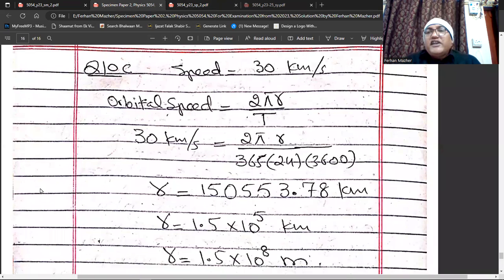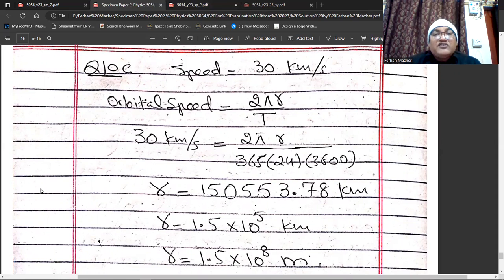So the speed is 30 kilometers per second. That is orbital speed. Okay. So orbital speed is the circumference of that orbit divided by the time taken for the Earth to complete that orbit. So the orbit circumference will be 2 pi r divided by the time. The orbital speed is 30 kilometers per second, 2 pi r is the question, and the time is 365 multiplied by 24 multiplied by 3600.